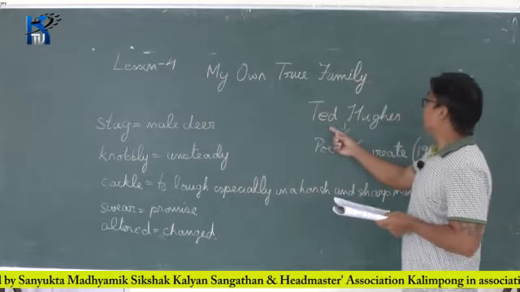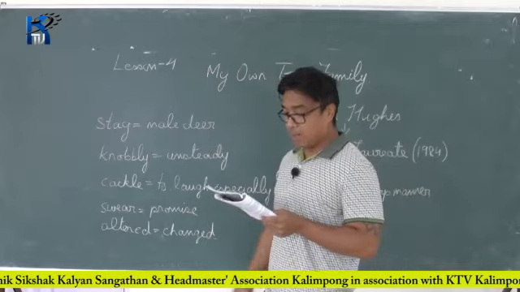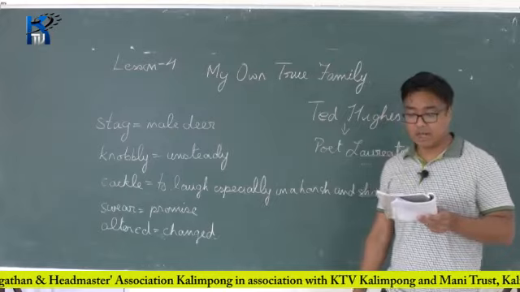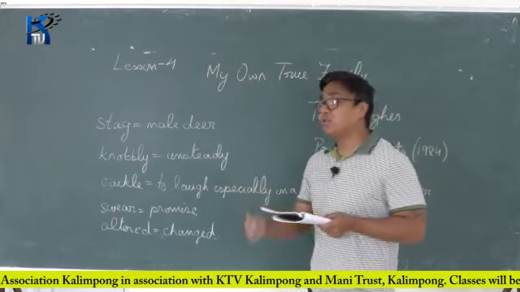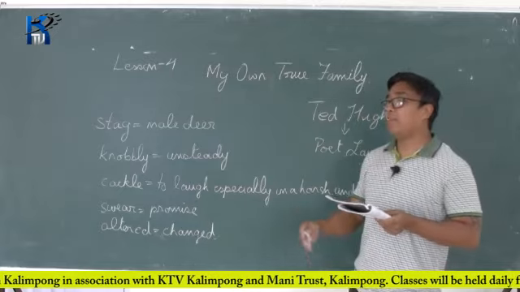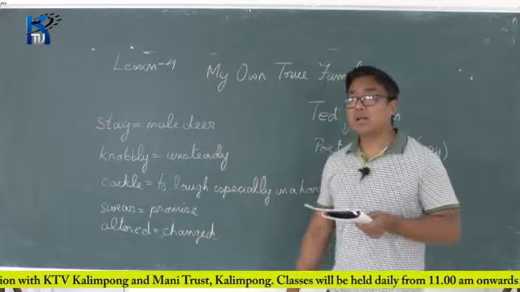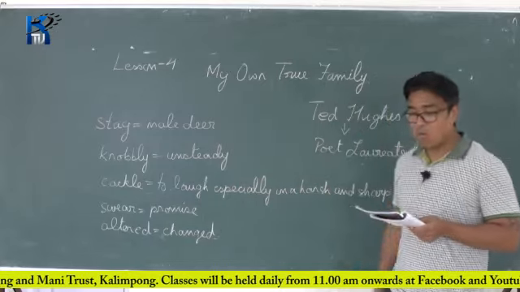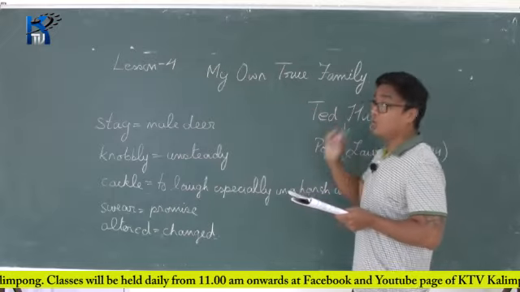So Ted Hughes, his important or major famous works were Birthday Letters, The Hawk in the Rain, and Tales from Ovid. Mostly Ted Hughes writes about animals. Other works were Crow and Wolfwatching. So now let us come back to the title of the poem, My Own True Family.